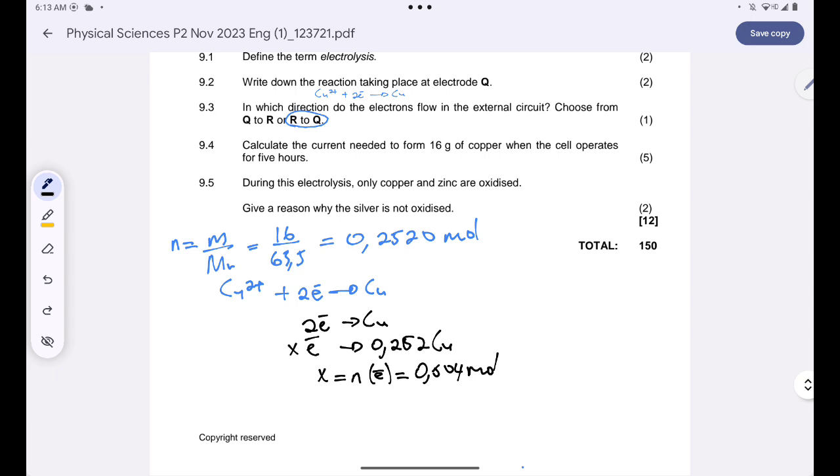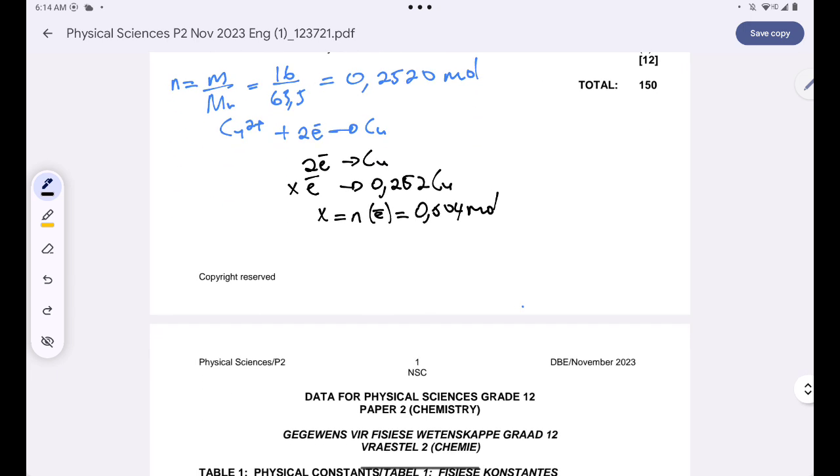Now I know the number of moles of the electrons which are transferred. I can then go and find the actual number of electrons which are transferred. How can I do that? I know that the number of moles of electrons is equal to the actual number of electrons all over the Avogadro's constant. Are we together?